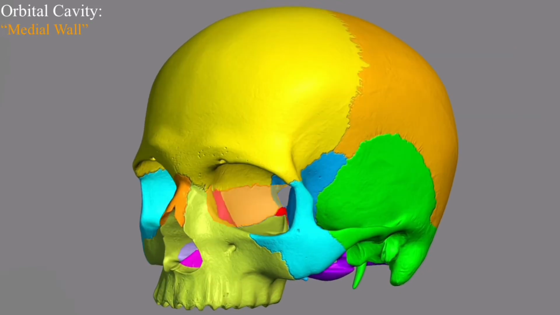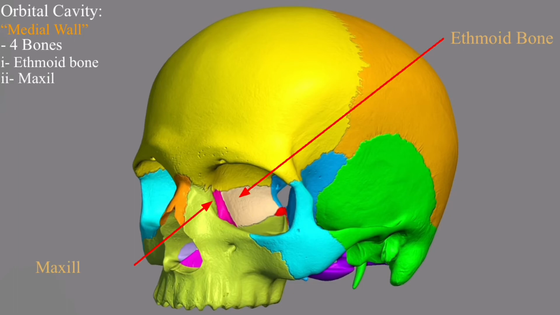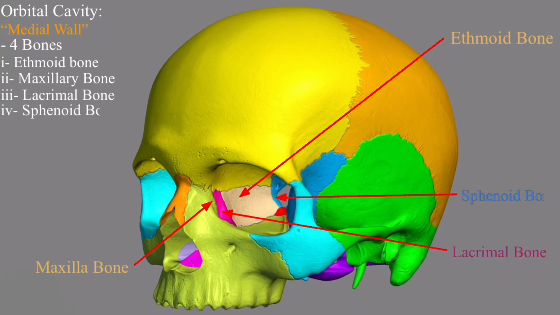Next is the medial wall of the orbital cavity. This is the medial wall of the orbital cavity, and as you can see, it is formed by 4 bones: the ethmoid bone, the maxilla bone, the lacrimal bone, and also the sphenoid bone.